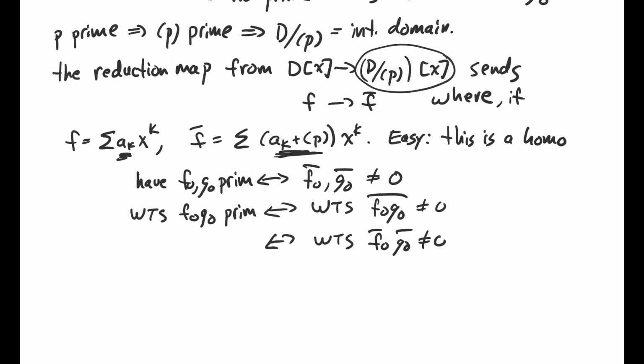But since it's a homomorphism, that's just f naught bar times g naught bar. So we're done because we're in an integral domain. So that means if we start off with things non-zero, their product stays non-zero. So we're done. That's it.